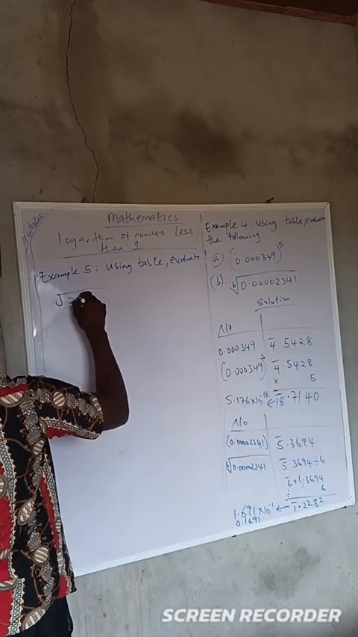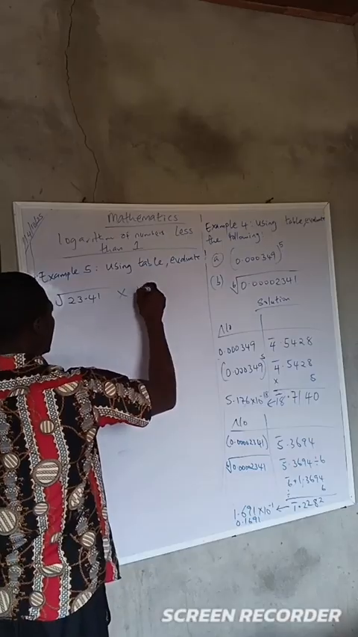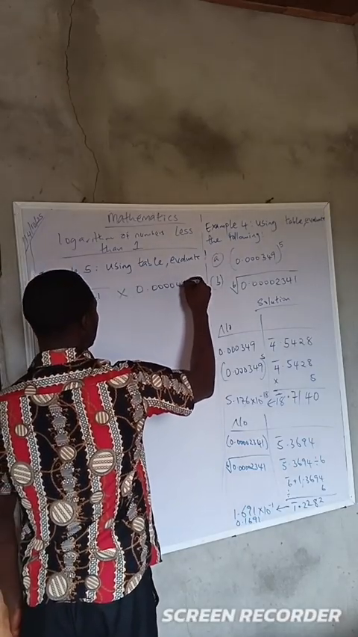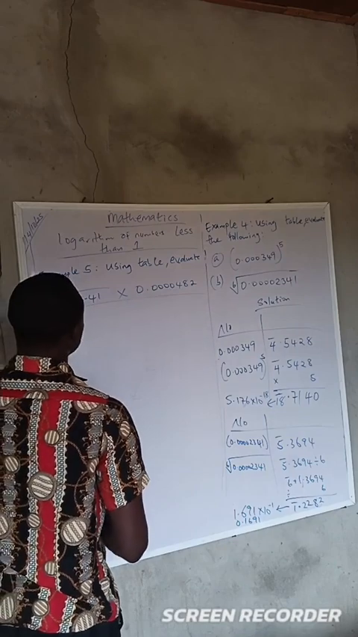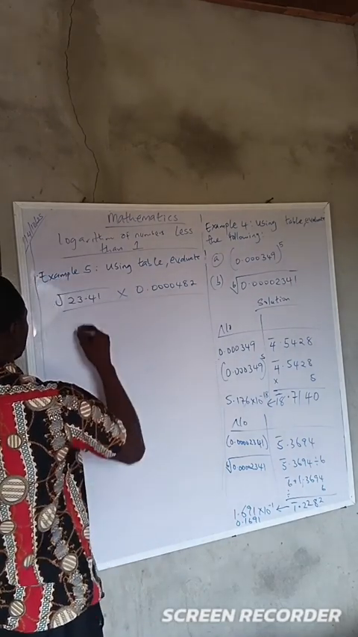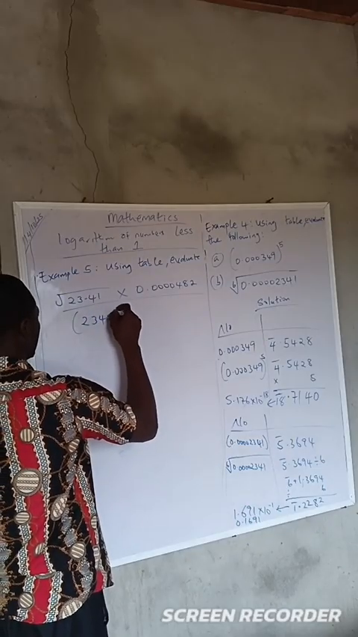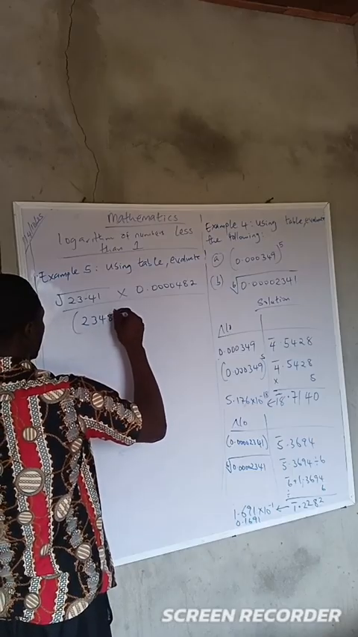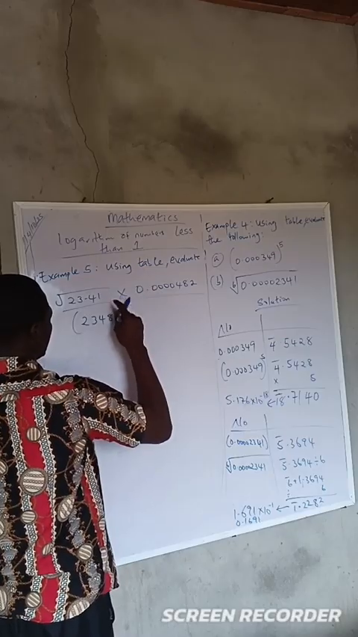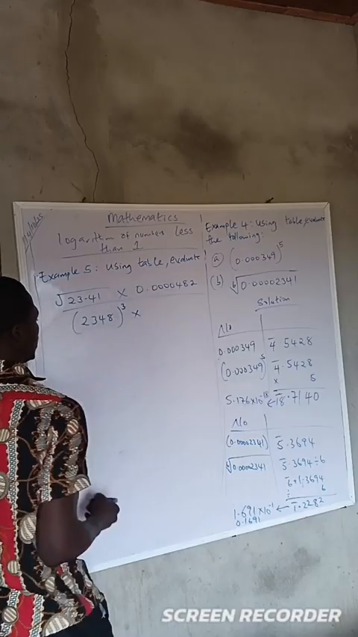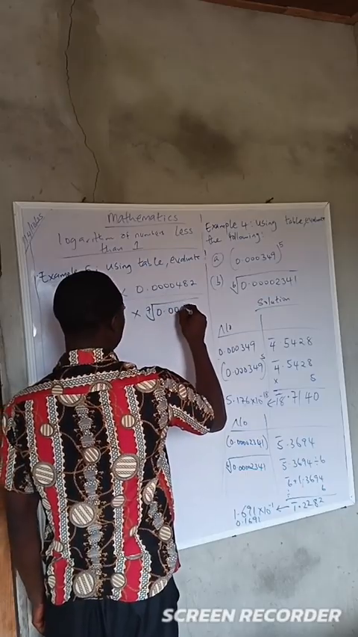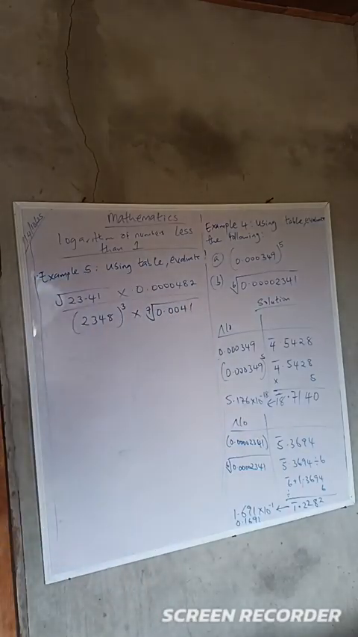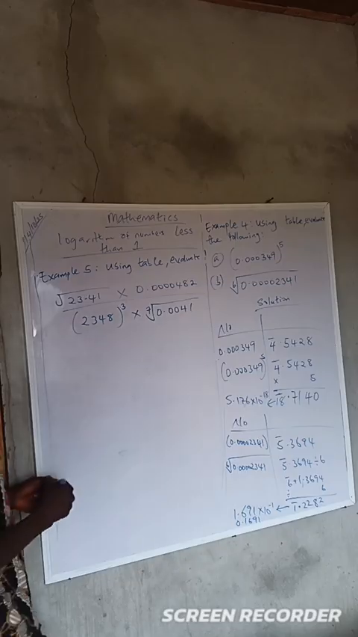Evaluate the square root of 23.41 times 0.0000482 over 2348 to the power of 3 times the 7th root of 0.0041. All right, let's take this.